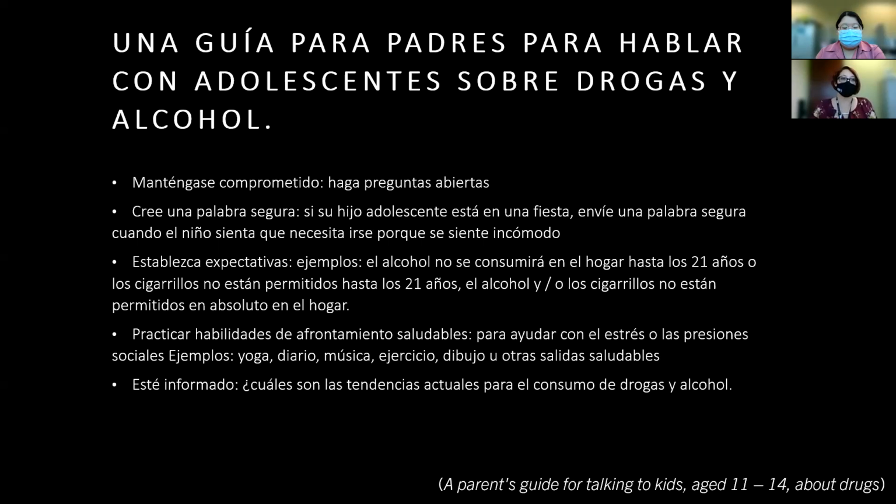Another guide is to stay engaged in your child's life. Create a safe word with your child, especially if they're at a party, so your teen can ask to come home without causing alarm. Set expectations with your child. Let them know what you want, such as you want them to not consume alcohol until the age of 21 or not at all in the home.